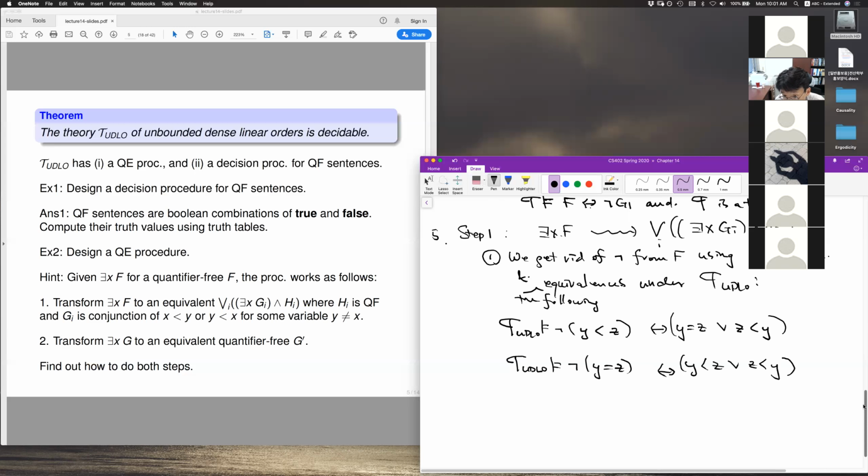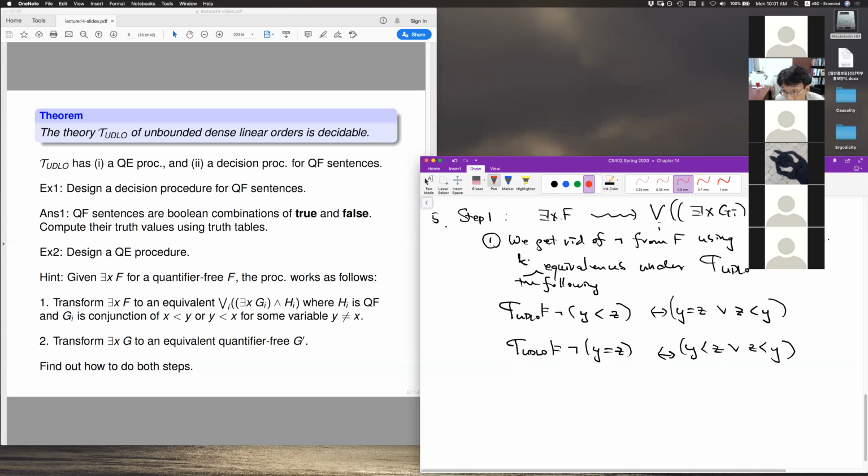So if we use De Morgan's and then these equivalences, we can get rid of negation. We can push negation from the outside all the way to the base case, and in the base case we can get rid of it using these equivalences. So after this, the negation is gone. Then we transform the resulting f prime into a DNF formula.